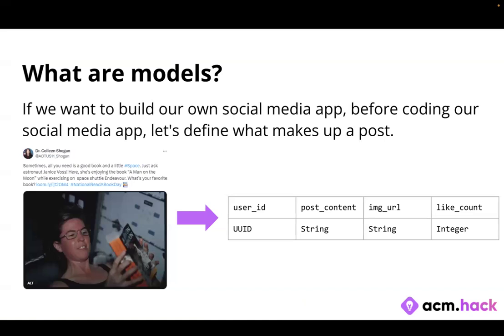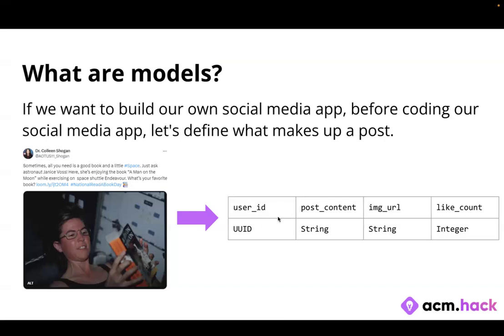If we want to build our own social media app, before actually starting to code, we will need to define what makes up a crucial part of our app, which is a post. Looking at this post, there are a couple of components that compose it. The first is a user ID, the user who posted the post. There are also the content of the post, the image URL, if there is an image, and a like count. This is a very simple model, so there are no comments or links or anything like that. It's just these four attributes.